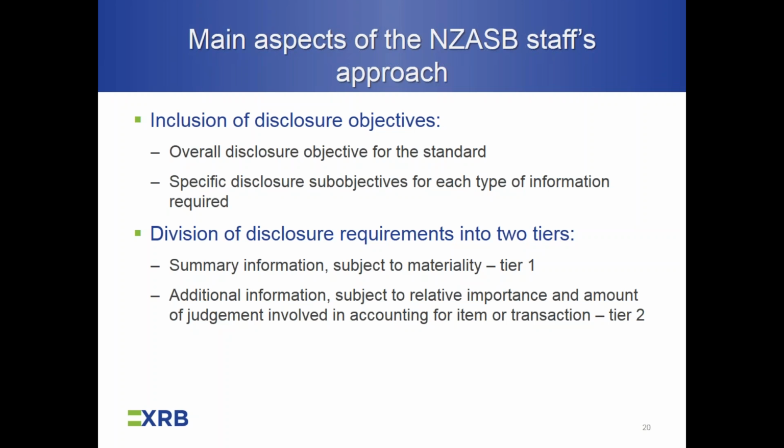So this would be aligned with Method A, which we discussed under centralised disclosure objectives. The NZASB staff have identified 7 different types of information for which they have developed disclosure sub-objectives. The sub-objectives explain why users need particular types of information.